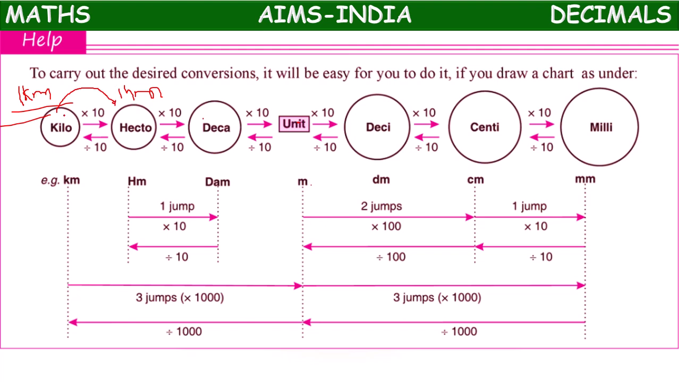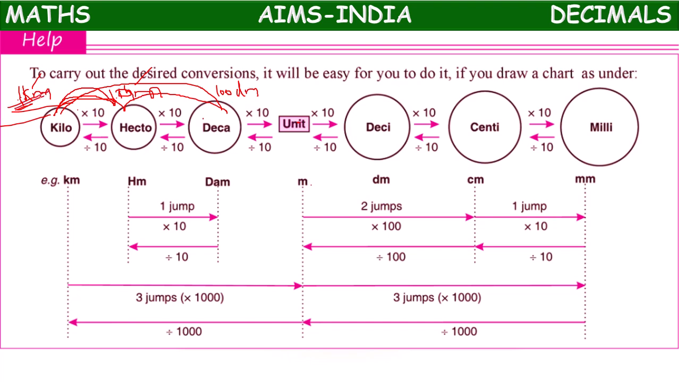So for converting kilometer into hectometer, whatever beginning number is there has to be multiplied by 10. 1 into 10, how much? 10 hectometer. Or if I want to change directly from kilo to decameter, I am moving two places, so I have to multiply with 10, then again with 10. So what can we write? 1 kilometer equal to 100 decameter.